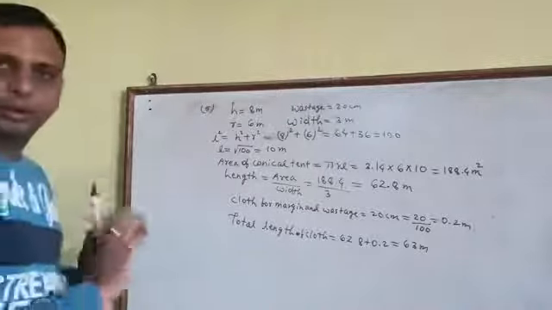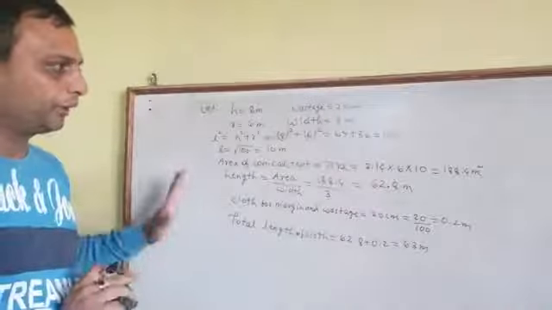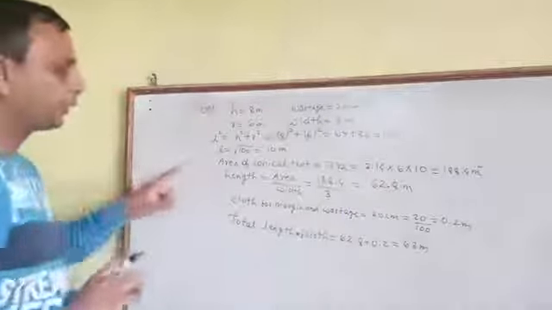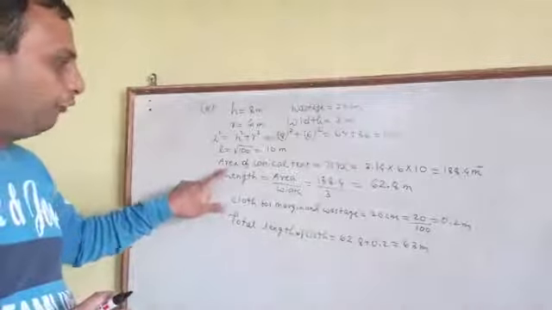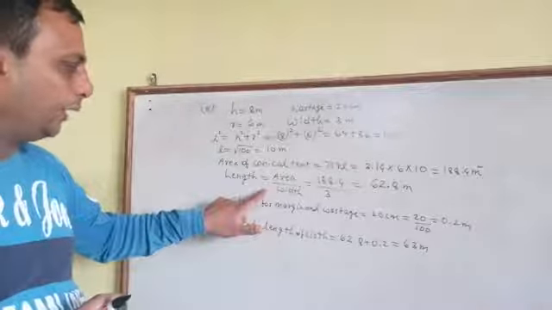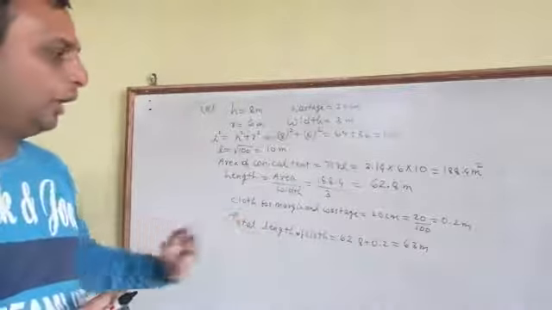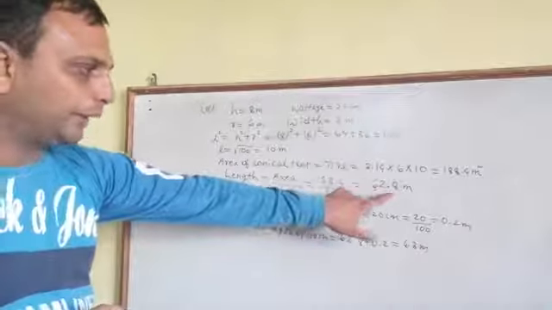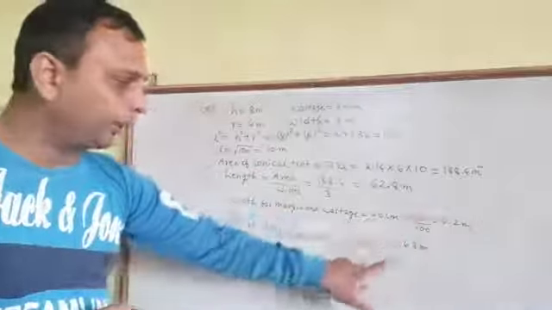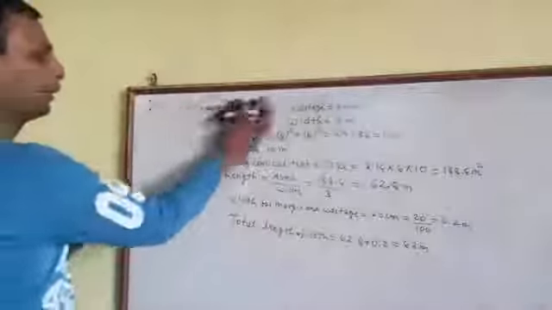I hope you understood how to find this answer. First we have to find the length. We need the area, because only this will give us the length. Then we get the wasted part. So this was the actual length, then we added the wasted part, and I got the 63 meter answer. Now question number 6.